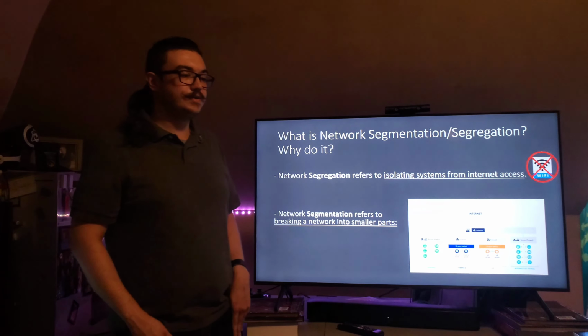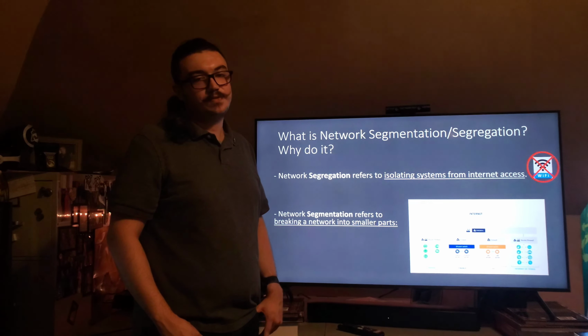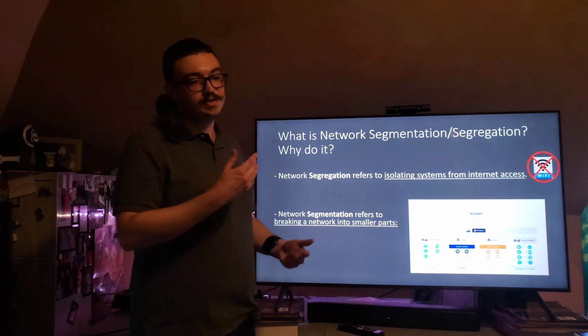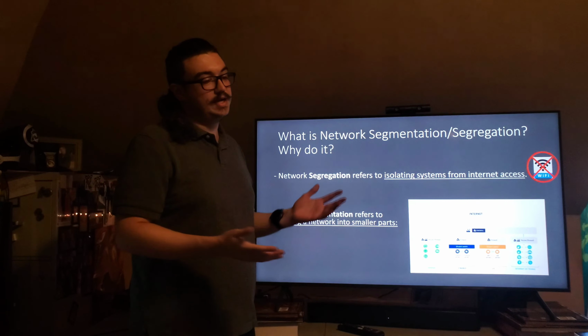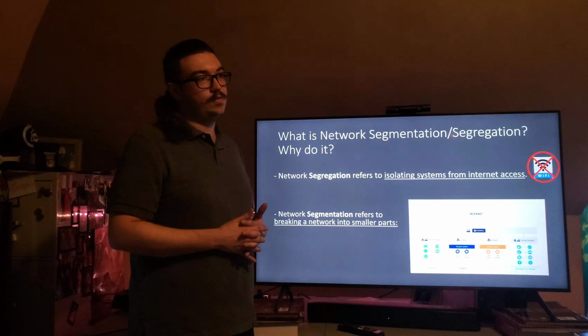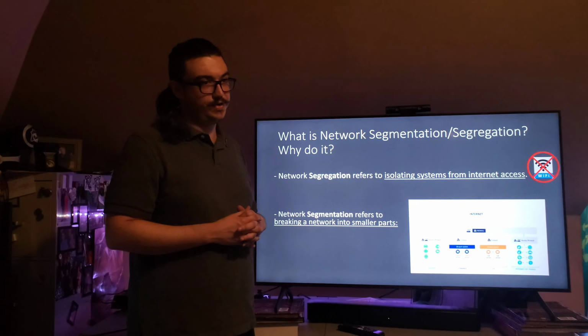Segregation is pretty simple. It's the concept of just isolating systems from internet access. So if it doesn't need to be connected to the internet to do your job, then don't connect it, is the logic there. So that helps reduce attack surface. The internet is scary. We don't know what's out there. And the less things that you have connected to the internet, the safer it'll be.